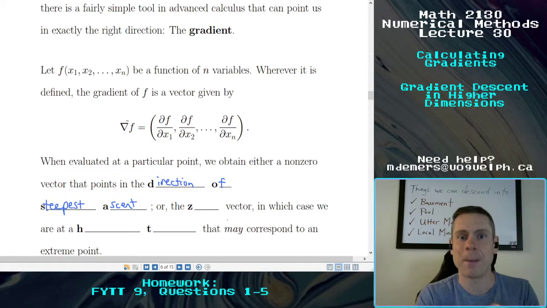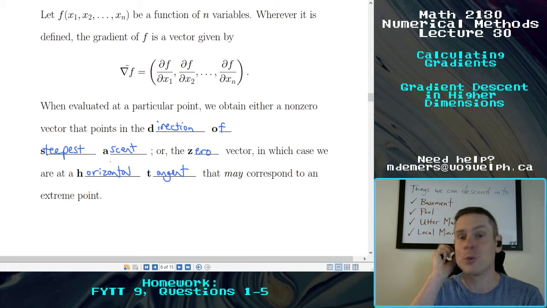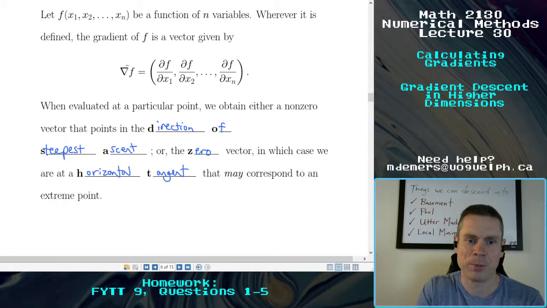Or we could get the zero vector. And in that case, we are at a horizontal tangent, and that might correspond to an extreme point, in the same way that a zero derivative might correspond to a max or a min in a 1D function. So I just want to do a little cute example down here because I don't have one planned otherwise.